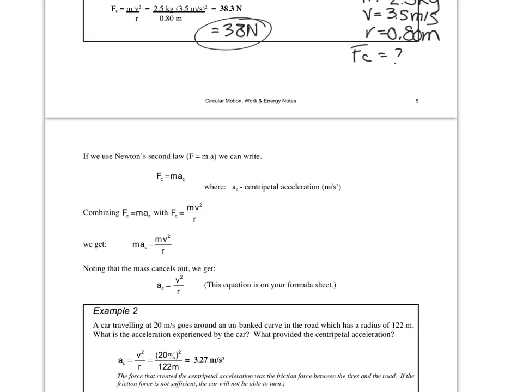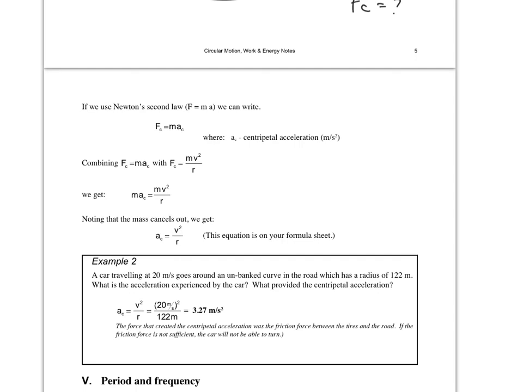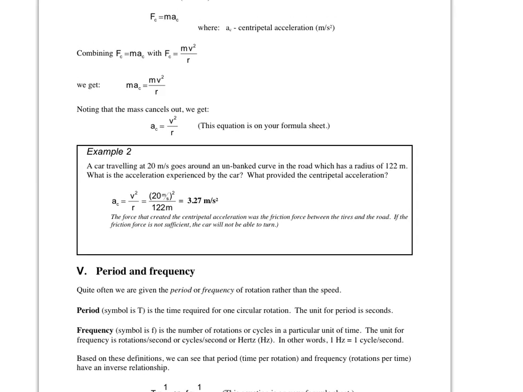So again, we did just use Newton's second law, where force equals mass times acceleration. We included our centripetal acceleration. What they've done here is put it equal to mass times acceleration. So mass times acceleration is equal to mass v squared over r. Masses cancel out. And again, this was where we started on our formula sheet.